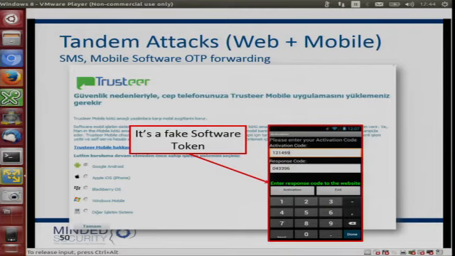After that, they will send you an SMS with a link. You are clicking on the link, you are going to install an additional program that will send SMS messages to the attacker. In this way, the attacker can get information on how to bypass the OTP.